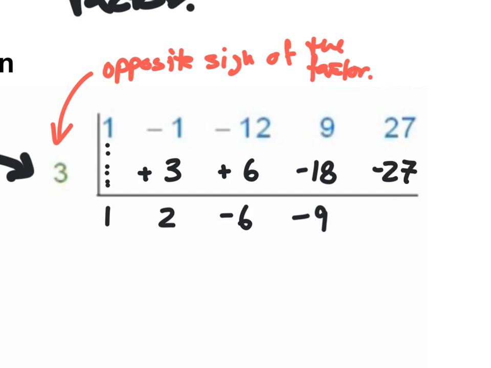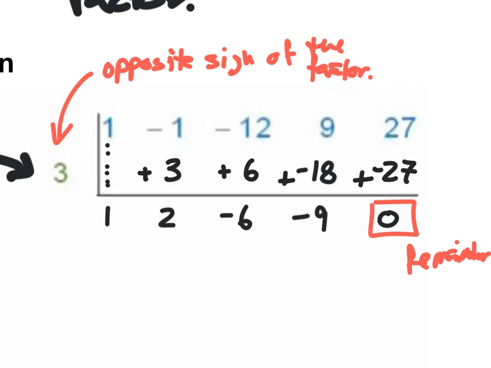And now when I add 27 to negative 27, I'm just going to add these together, put the addition sign there. If I add 27 to negative 27, that gives me a 0. And the 0, this number here, was our remainder.